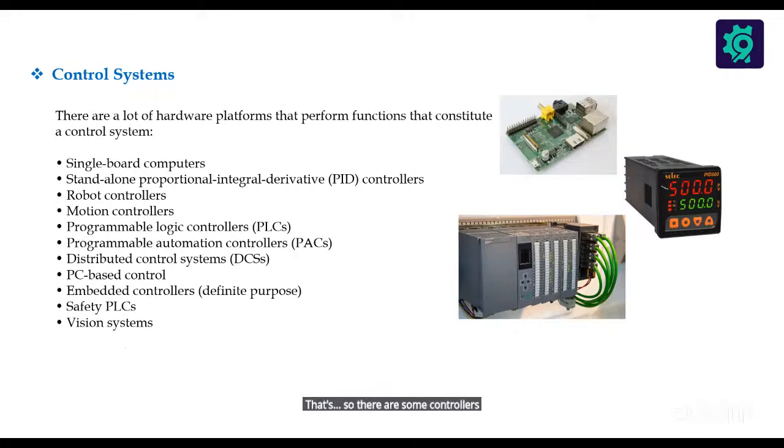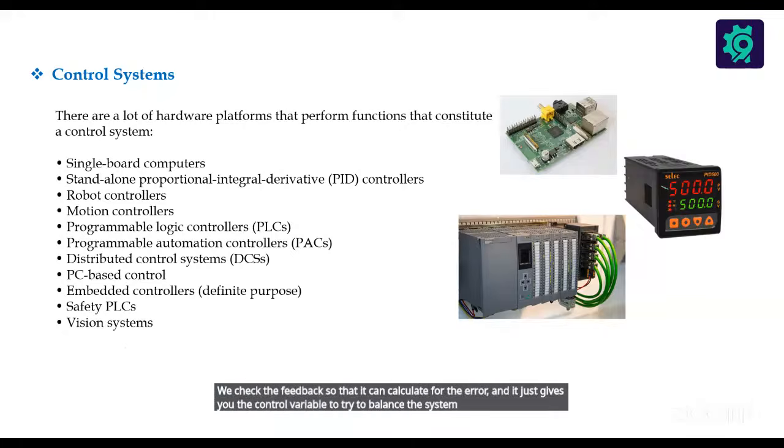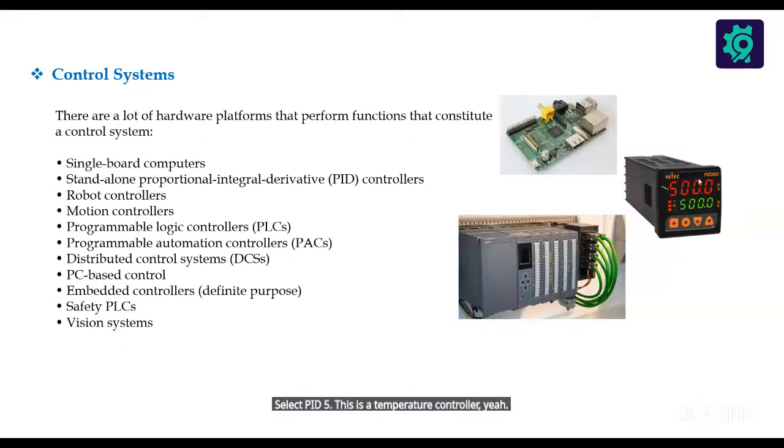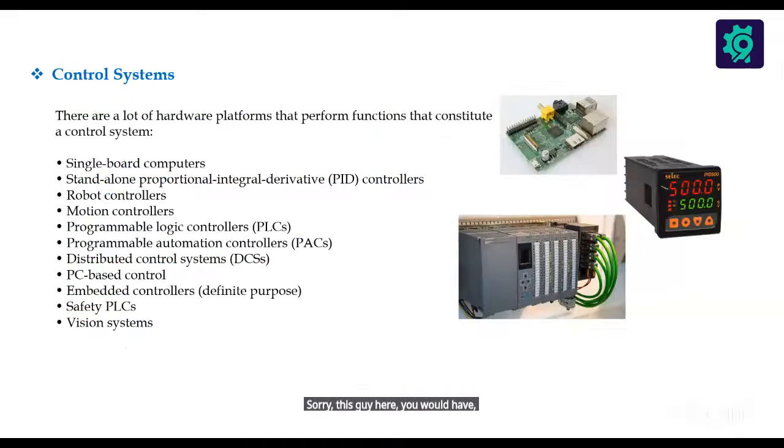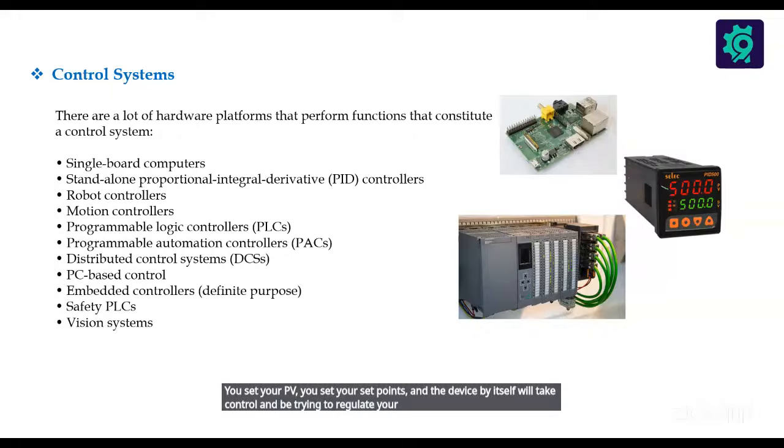So there are some controllers that were built specifically just for PID control, right? They look at the process variable, they check the feedback so that it can calculate the error, and it gives you the control variable to try to balance the system back to your desired set point. So those devices are built specifically for PID. An example is this Select PID 5, a temperature controller. Here you set your PV and your set points, and the device by itself will take control and regulate your temperature within the range you have set.